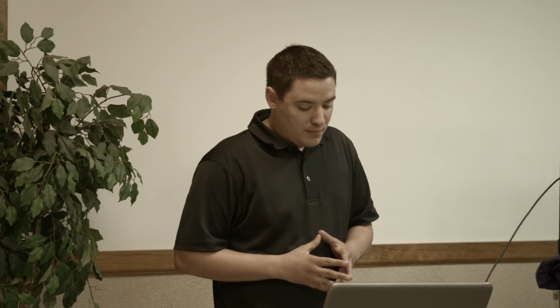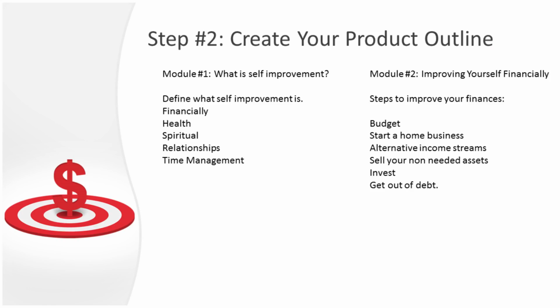I'm going to take you guys through my entire product so you can see how it was outlined. Module 2 would be how to improve yourself financially, so that's where you go into steps to improve your finances. Then I list out what I'm going to cover. What this does for me is make creating info products super easy. Instead of looking at blank PowerPoints or blank Word documents, I'm now sitting here looking at what I'm going to cover, and I'm going to tackle this part of the product.